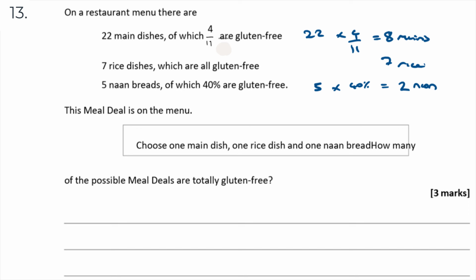Okay, so that means how many different choices are there? You've got 8 choices for your main dish, you've got 7 choices for your rice dish, and you've got 2 different choices for your naan dish, which altogether is, what, 8 times 7 is 56, times 2 is 112. I make that 112 separate choices which are gluten-free.